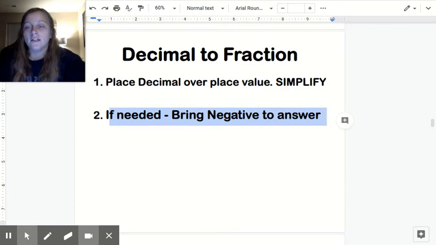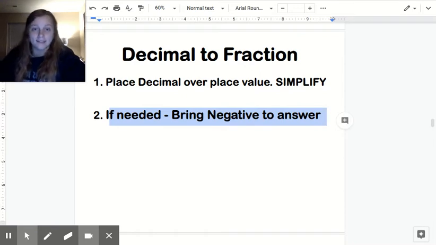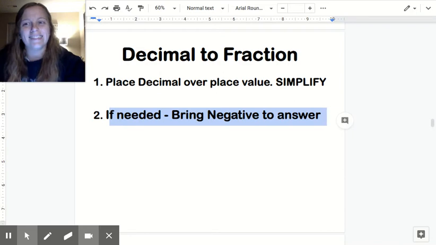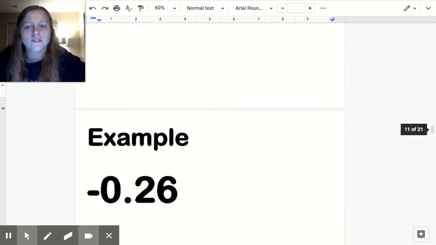So we're not actually changing the number. We're just making it look different. Because saying I have half a dollar is the same as saying I have 50 cents. I didn't change my value. I just changed the way I said it. So let's go ahead and look at an example.